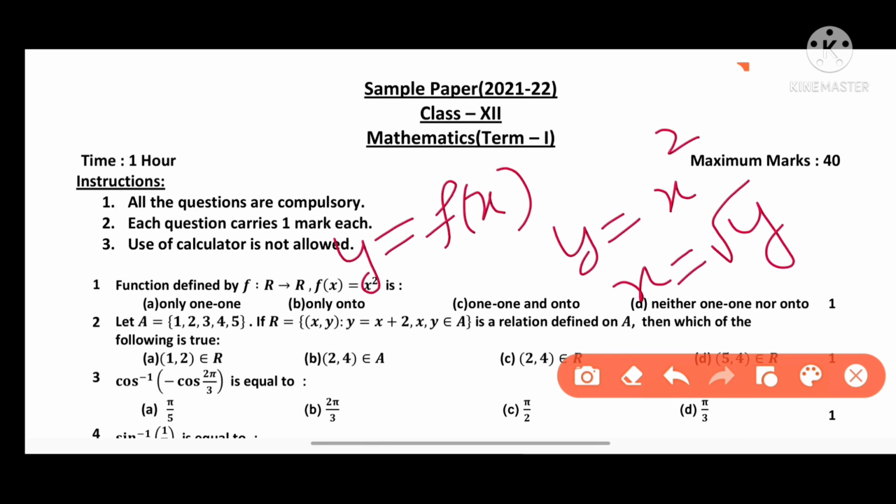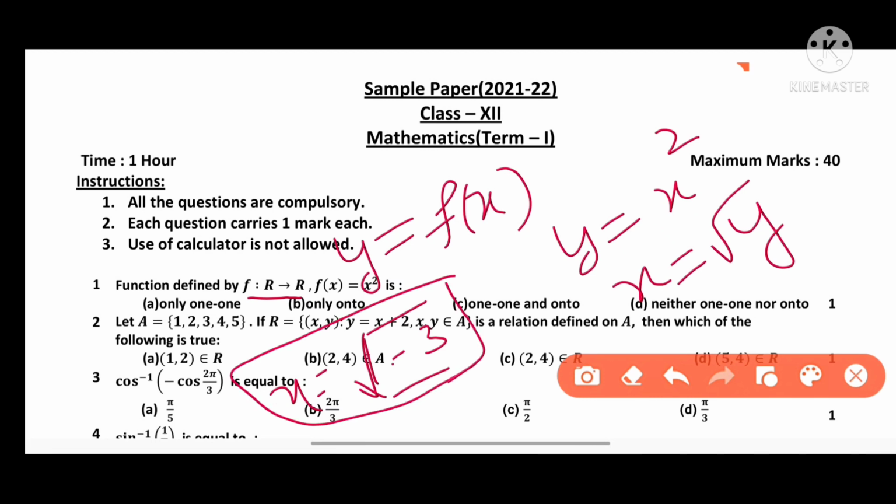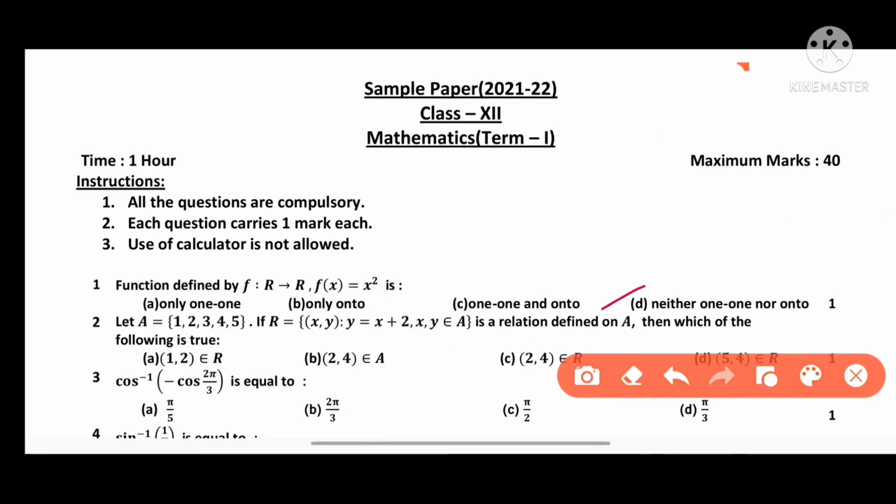Now for any value of y, let's take y is equal to minus 3, because x and y both are real numbers. x is equal to under root of minus 3, and this is an imaginary number. So it is not onto. So D option is right, neither one-one nor onto.